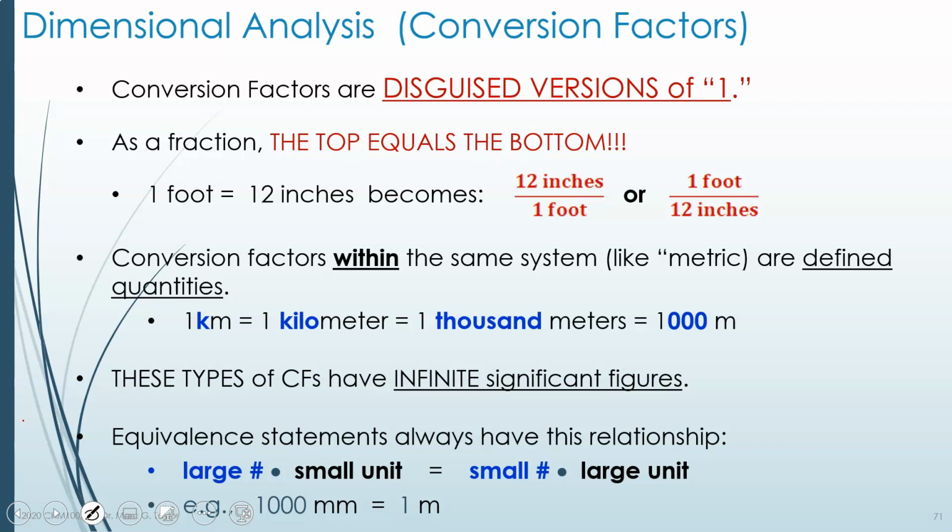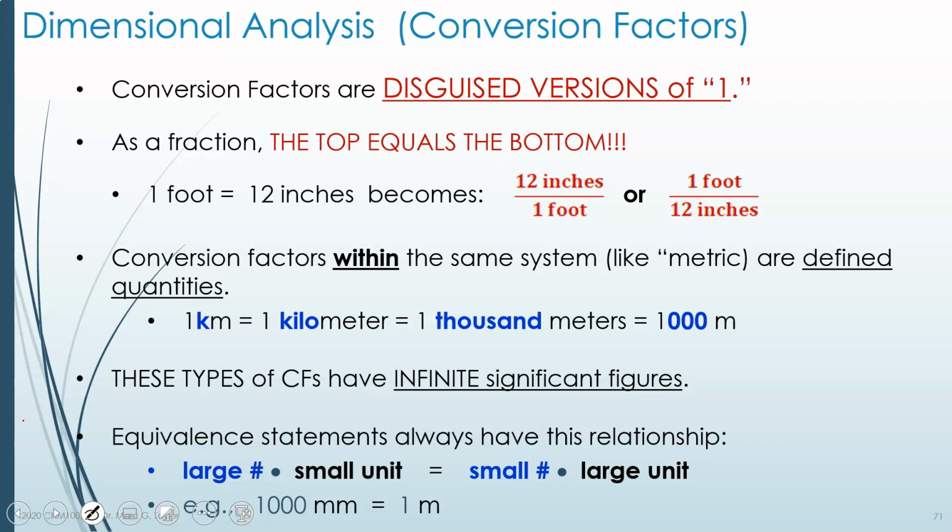For example, 1,000 millimeters equals 1 meter. Okay, milli means 1,000th. A lot of English-speaking students think milli means millionth because it sounds so much like the word million. Please do not confuse these two.